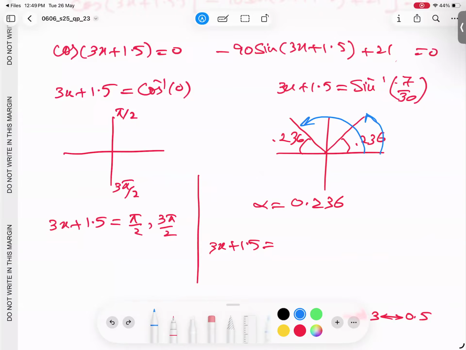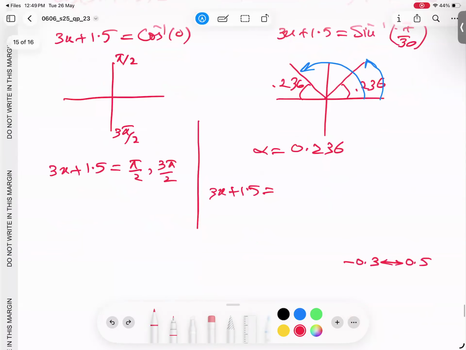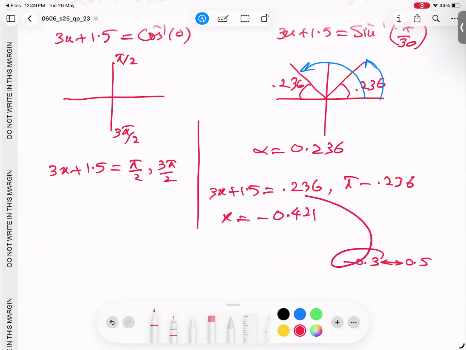Okay, so let's try to do the first answer. First is 0.236, second is pi minus 0.236. So my first answer is coming out negative 0.421, which is out of range. What about the second answer? The second answer will naturally come out of range. So this is also out of range. So both are out. What about this one?